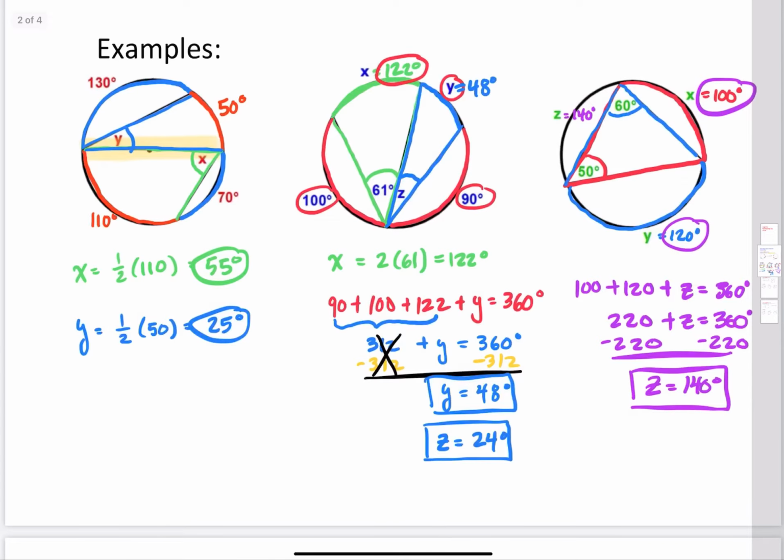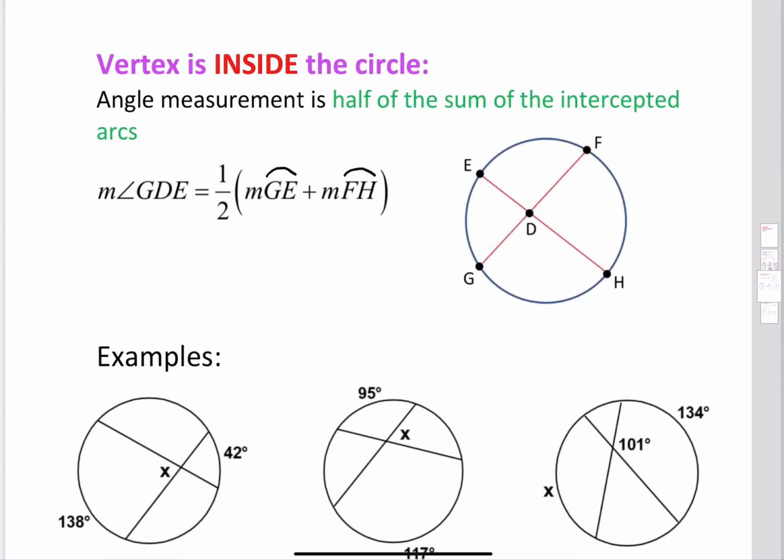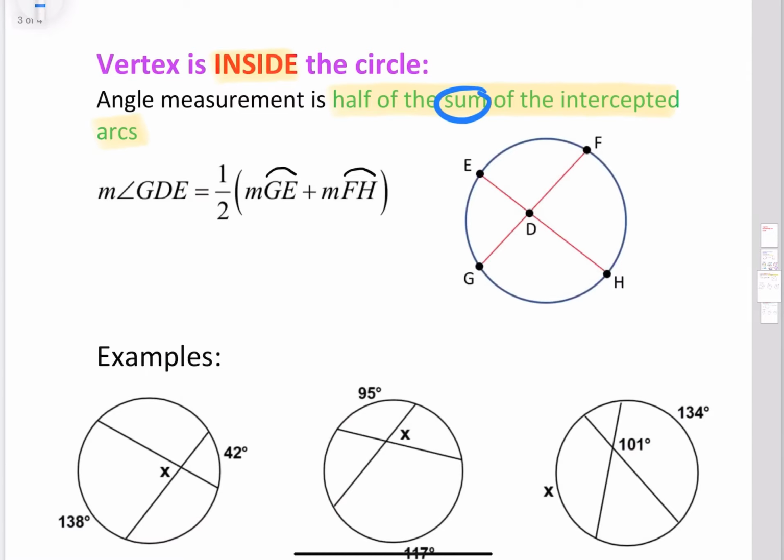The next one is when the vertex is inside the circle. So if the vertex is inside the circle, well, that means we're going to take half of the sum of the intercepted arcs. Let me fix that really quickly. If it's inside the circle, that means it is half the sum of the intercepted arcs. Now remember, the word sum means addition. So that means we're going to be adding the two intercepted arcs. Now there's going to be 2 of them.